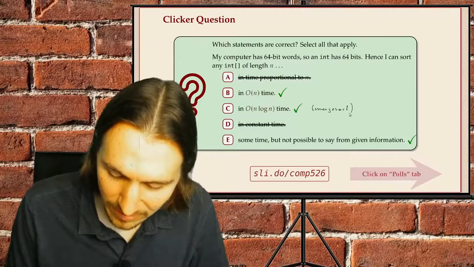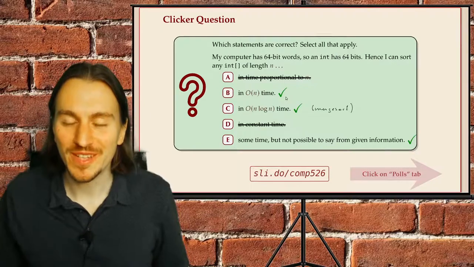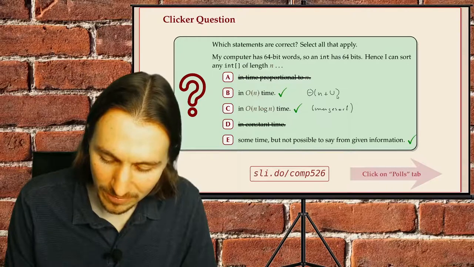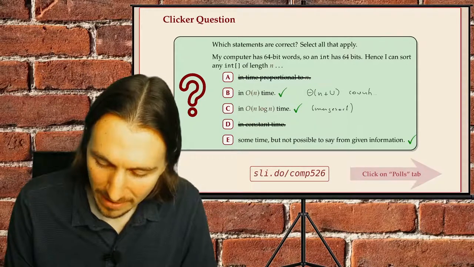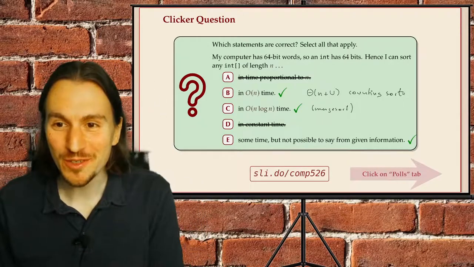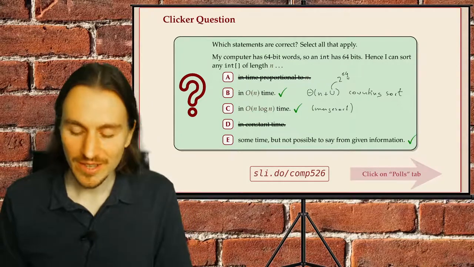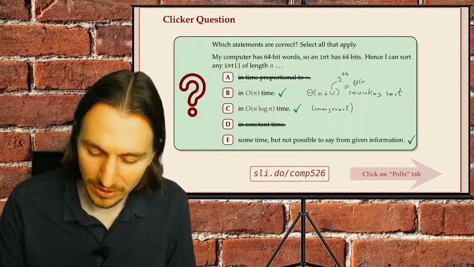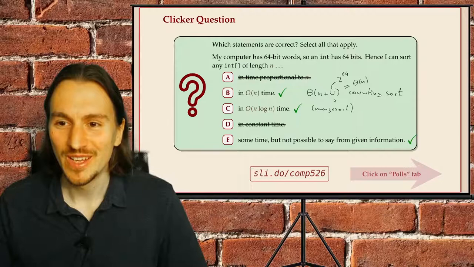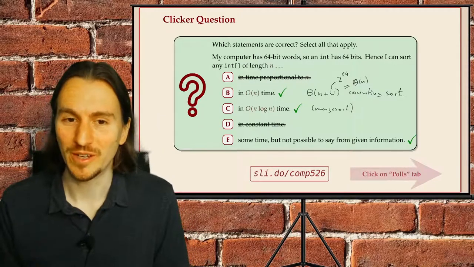So that one's easy. The order n time, that's a tricky one. What we can do is theta n plus u. This is counting sort. Now, if u is actually 2 to the 64, that is the same as theta n because it's plus a constant, and a constant is never bigger than n. So in terms of theta classes, we can do it in order n time.